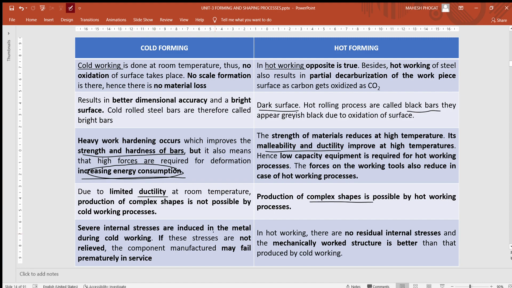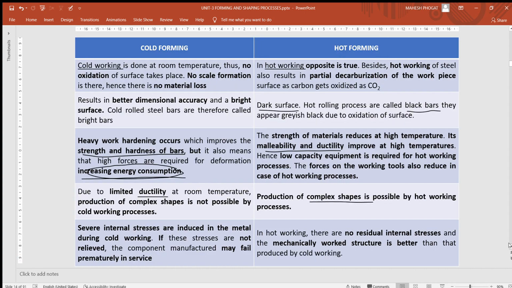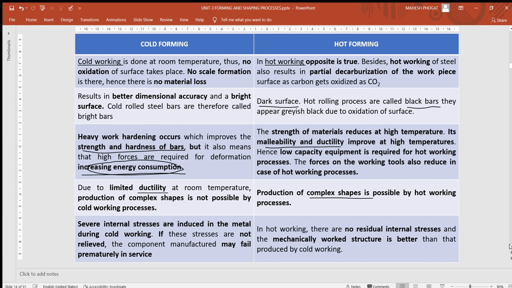Several internal stresses can be induced in the metal during cold working, so different kinds of stresses may be induced there. In hot forming, no residual stress is there, and the mechanical working structure is also good. We have already discussed the grain structure: a fine grain structure is created when you go for hot forming. So these are the advantages. This was the difference between cold forming and hot forming. Depending on your requirement and application, you can select these processes.